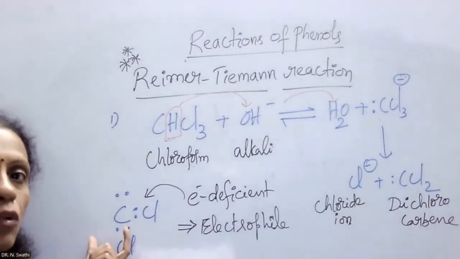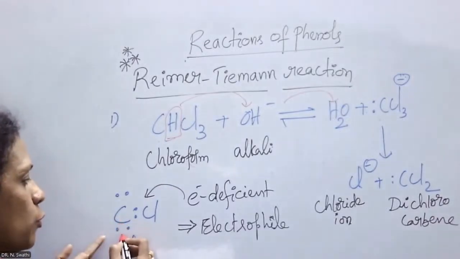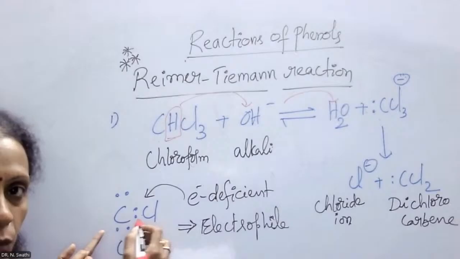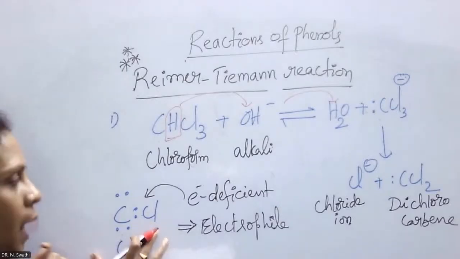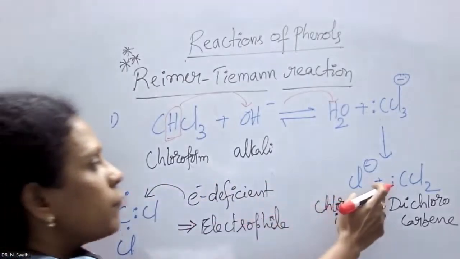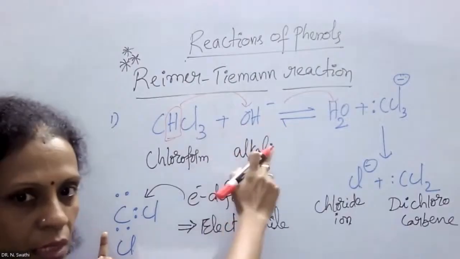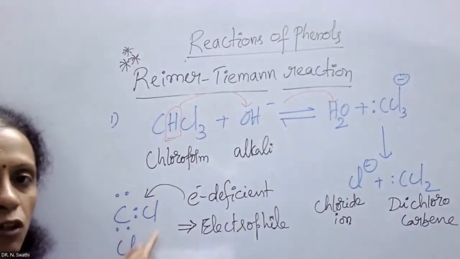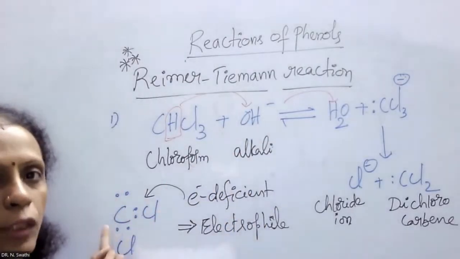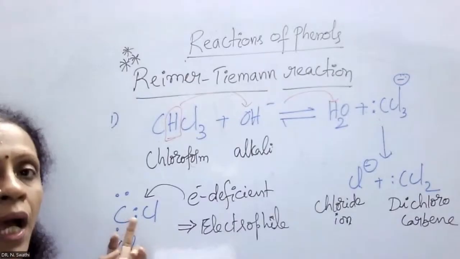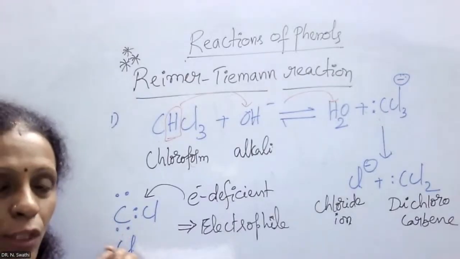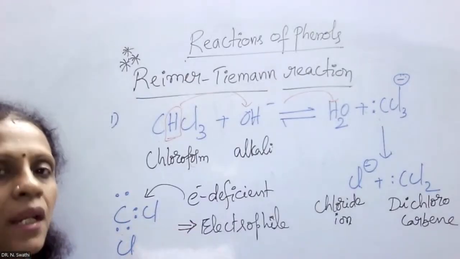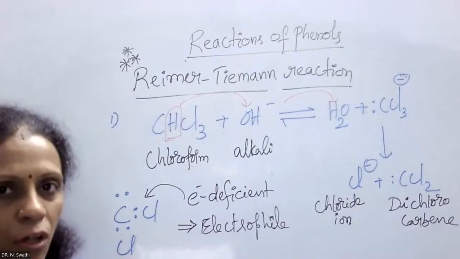Dichlorocarbene consists of an electron deficient carbon. There will be 2 pairs of electrons from the C-Cl bonds present in dichlorocarbene and a pair of electrons coming from the deprotonation in the first step. Overall, if you look at the electronic configuration, there are only 6 electrons available around the carbon, and it is lacking a pair of electrons to meet the octet configuration. As you are aware, octet configuration is a stable configuration.